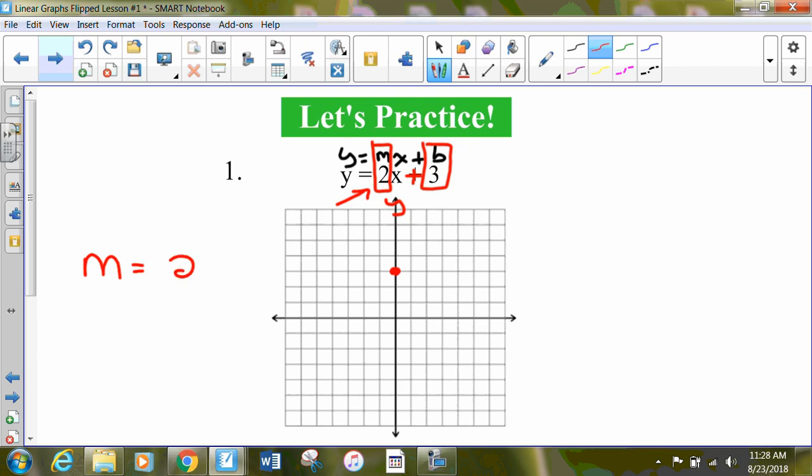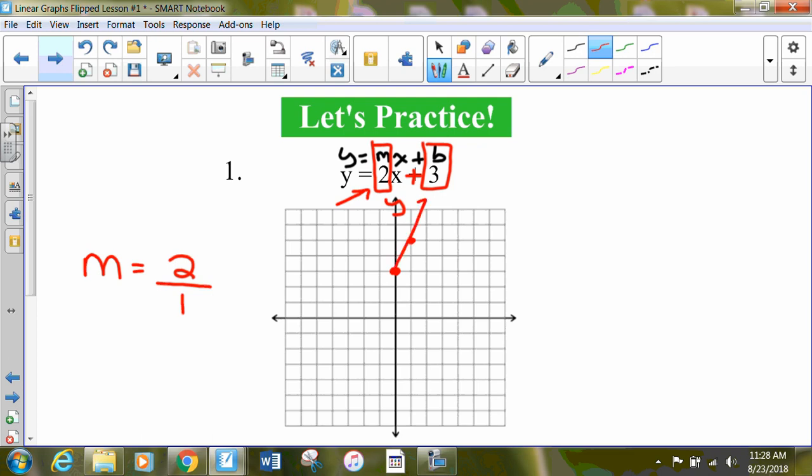So once again, great, we've got our rise. If they don't give us our run, we've got to give it to ourselves. We always run at least one. There's never a run 0. Okay, something's wrong if you're running 0. So here we go. We're going to rise up 2. We're going to run 1. That gives us our second point.